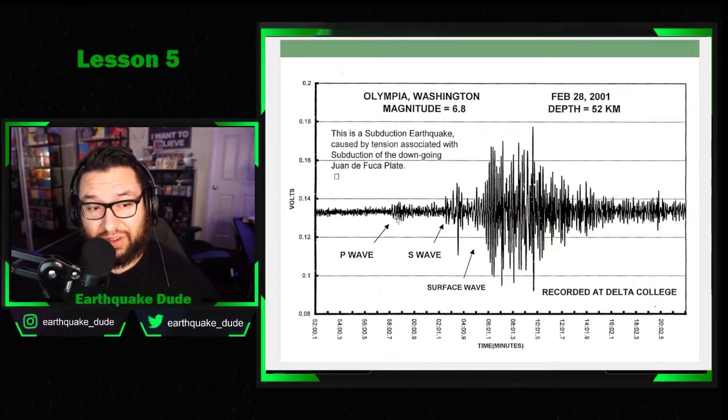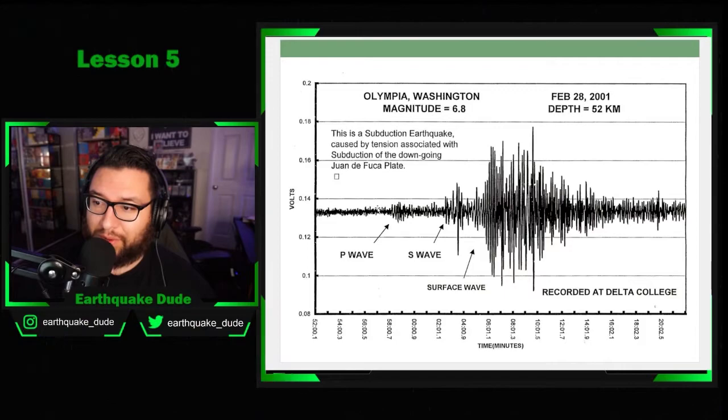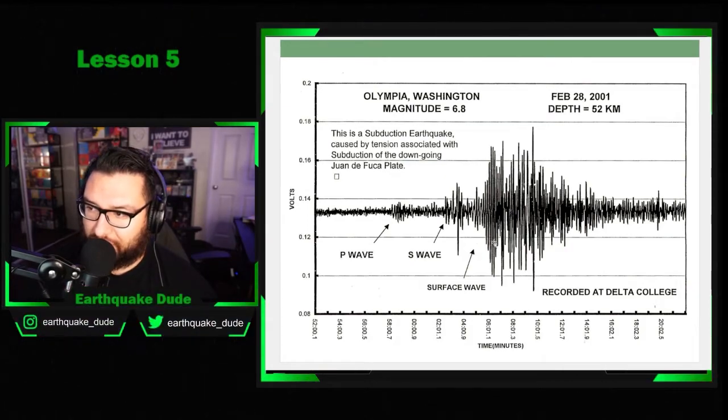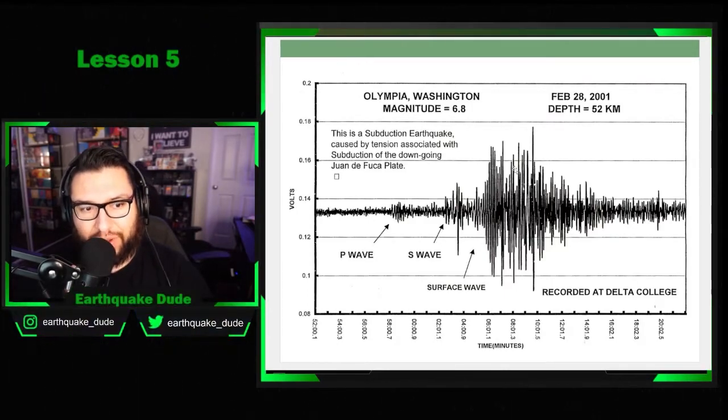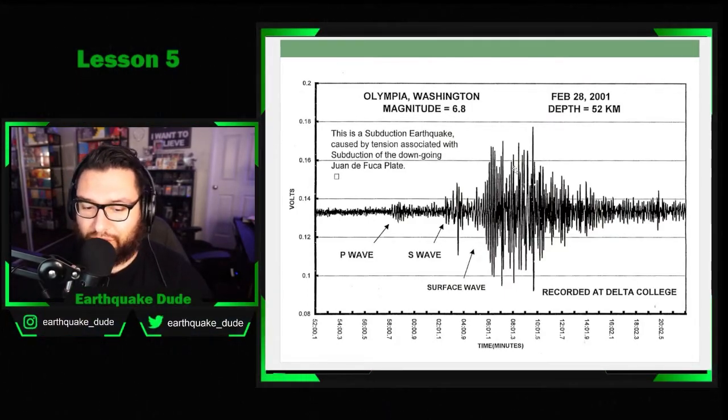Okay, but if you look closely, you can see the arrival of the P wave, which is that little bump right there. You can see the arrival of the S waves. And last but not least, you can see the arrival of the surface waves. And notice the surface waves have a higher amplitude, which means stronger shaking. Those are the waves you feel during an earthquake. Okay, so there you go.